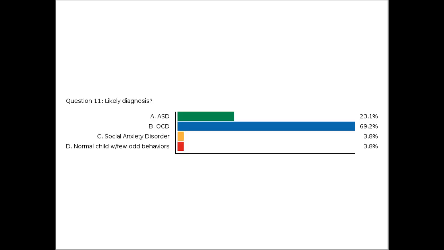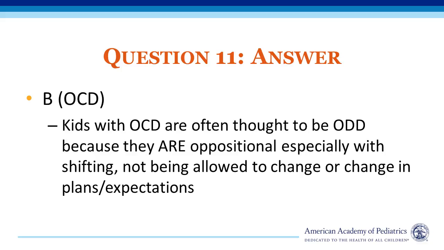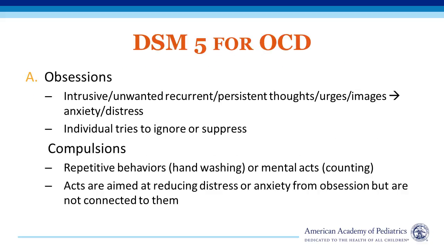I like the normal child with odd behaviors because we certainly see those and we don't need to make a diagnosis, but this child is having real symptoms of OCD and over more than just a few things. We didn't comment on their social reciprocity, so I wouldn't make a diagnosis of autism there. Although autistic kids certainly can have OCD functions, as you all know. And they're thought to be oppositional and defiant because they are oppositional and defiant, especially when it's time to shift, not being allowed to change plans, and they get very irritated about all that.